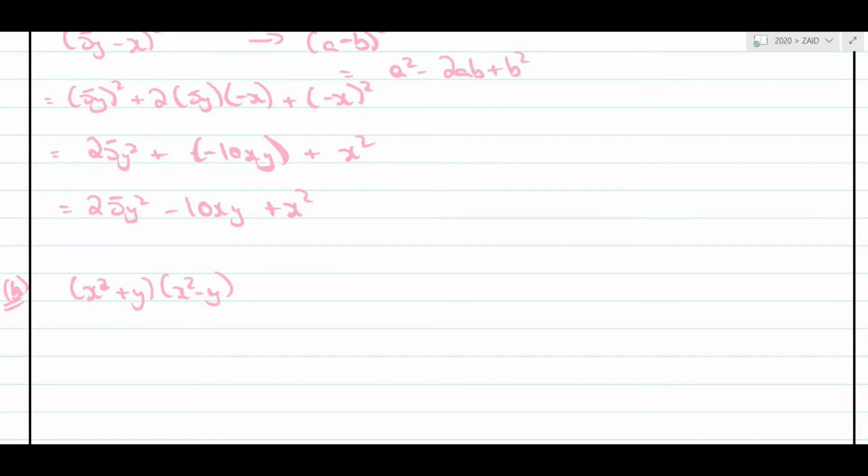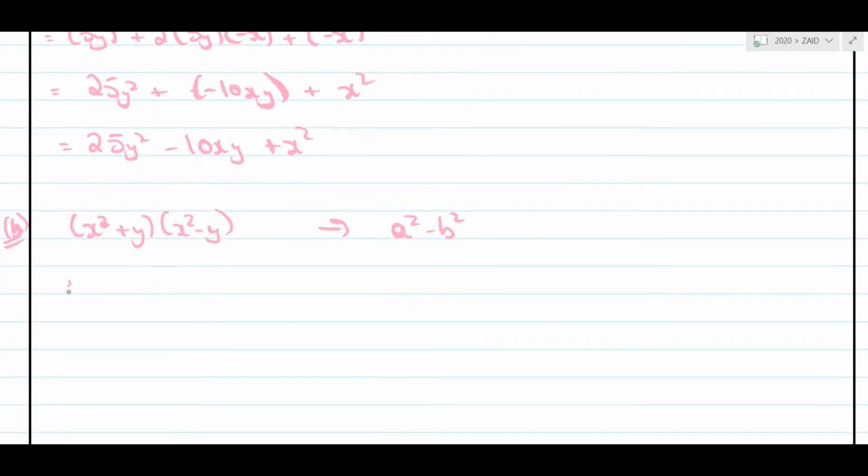Moving on to part 2. In this question we have (x square + y)(x square - y). This identity is the same as a square minus b square. In this case we will consider a to be x square, whereas we will consider b to be y. Therefore your answer would be (x square) whole square minus y square. Therefore x raised to power 4 and y raised to power 2.